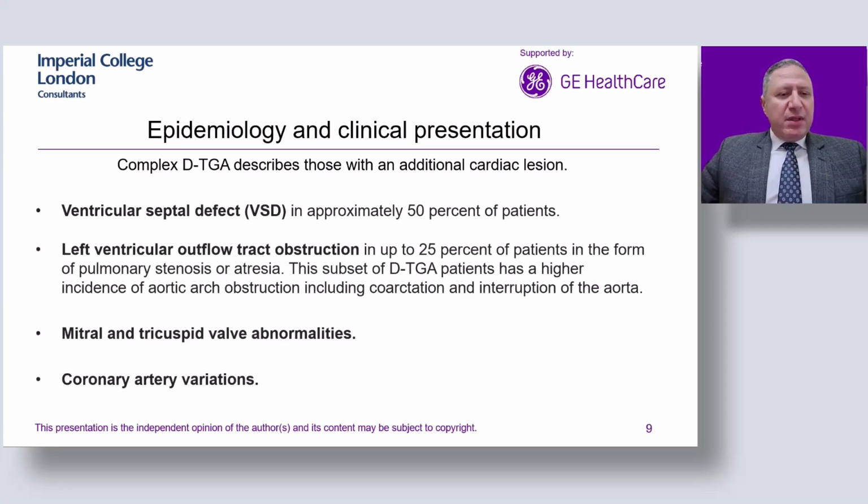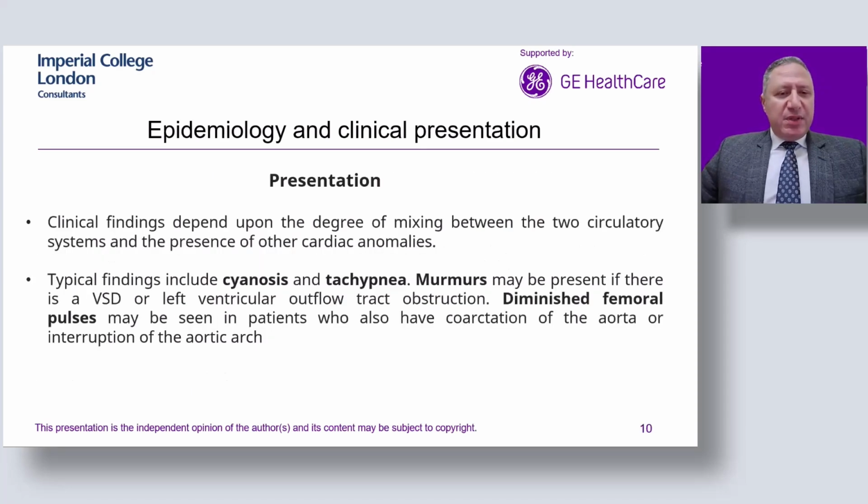Associations, as I mentioned, ventricular septal defect, left ventricular outflow obstruction. There are incidences of mitral and tricuspid valve abnormalities and coronary artery variations. So epidemiology and clinical presentation: the findings depend on the degree of the mixing between the 2 circulations or 2 circulatory systems and the presence of other cardiac anomalies. The findings are usually cyanosis and tachypnea.